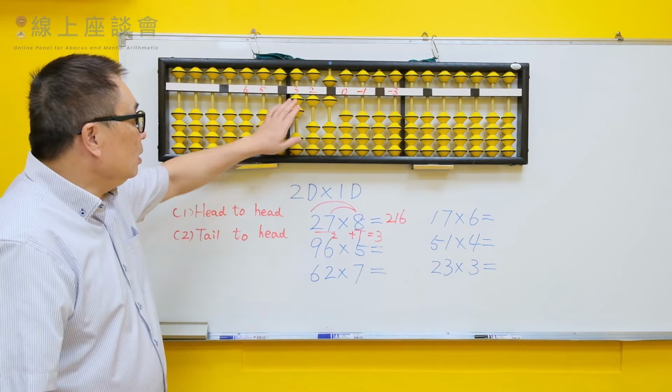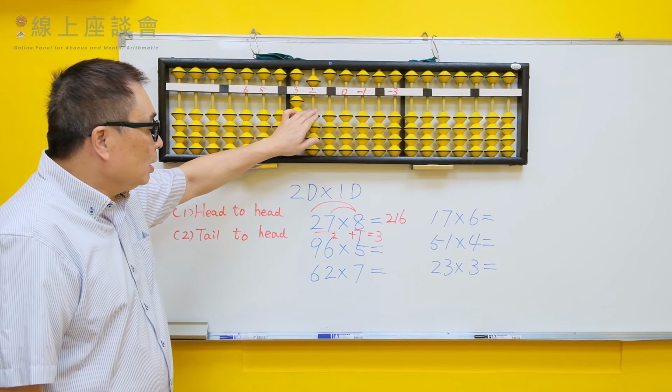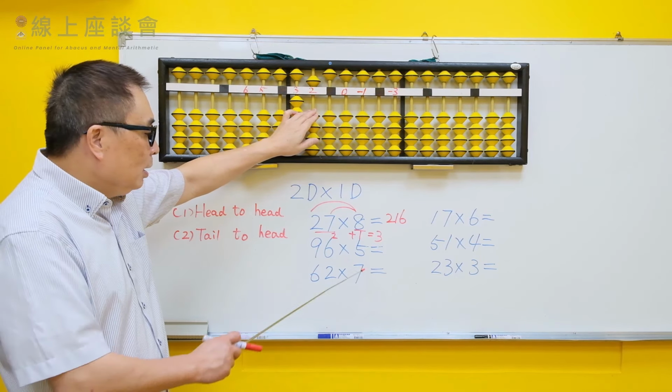Let's look at the second example. We will perform 5 times 9 and 5 times 6, using the same head-to-head method starting from the third rod. 5 times 9 is 45. Pause at the rod and wait for the next calculation. 5 times 6 is 30.